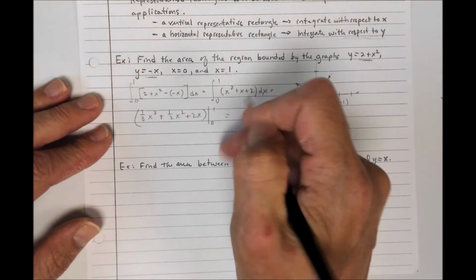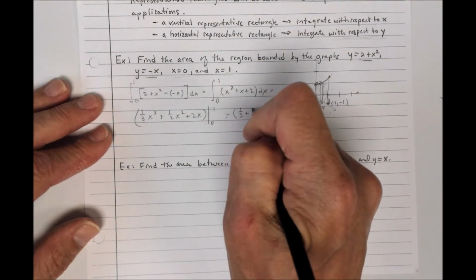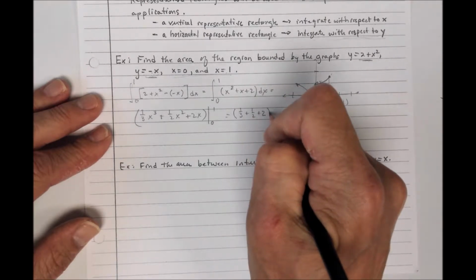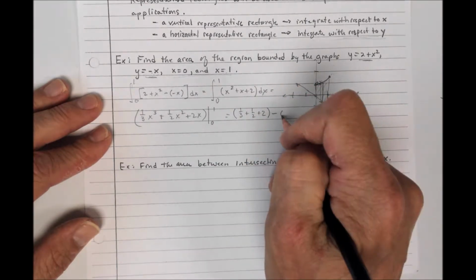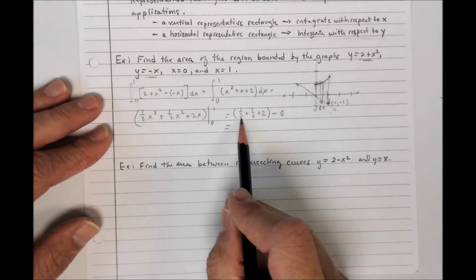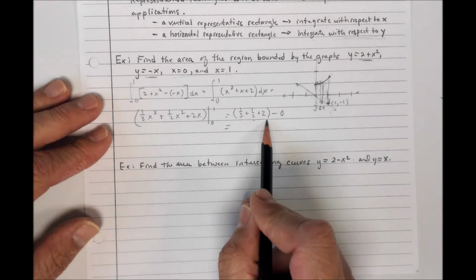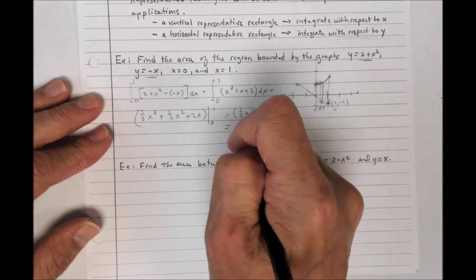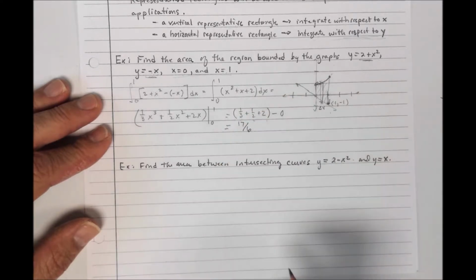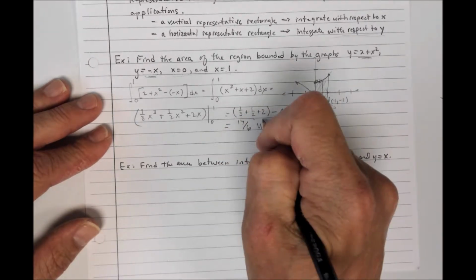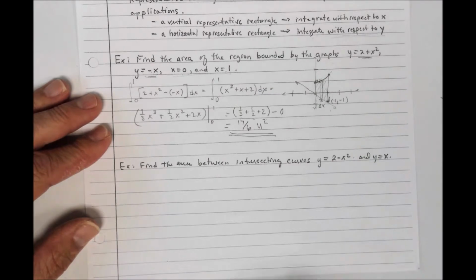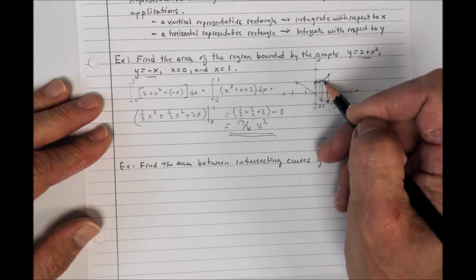If I plug in 1, I have 1/3 plus 1/2 plus 2. Minus, if I plug in 0, I just get 0. So let's see, that's going to be 5/6. 2 and 5/6 would be 17/6. And because it's the area, I'm going to write square units. I don't think you need to write the square unit symbol on the AP test, though I like to do it. All right, and there's my first guy. That would be this area right in here.